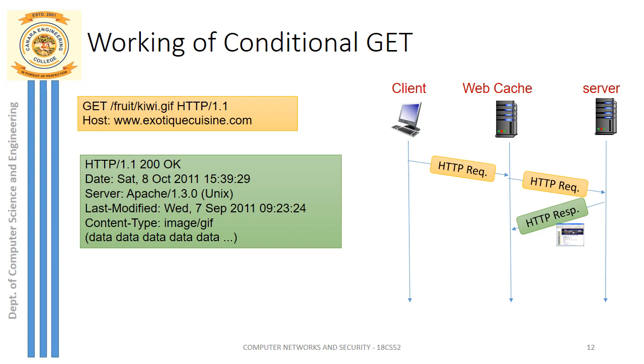The server will send an HTTP response along with the requested object. This will contain some header lines like date, server, and last modified. This last-modified date will be kept on the web cache, and a copy of the object will be kept on the web cache. Once the web cache has the object, the web cache will serve the client with the same object, and the client will receive the requested object.